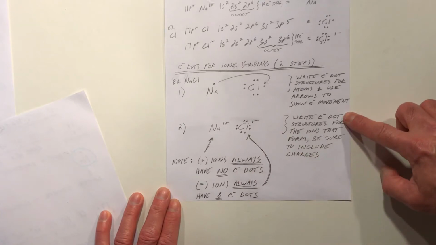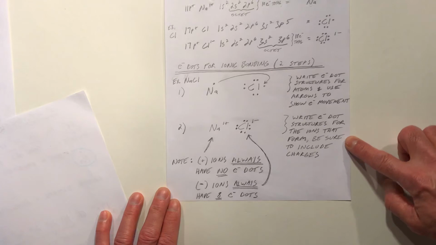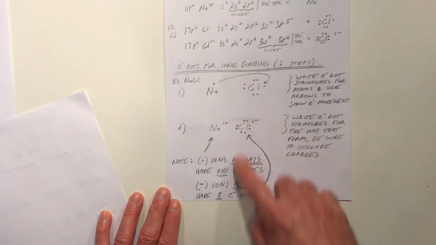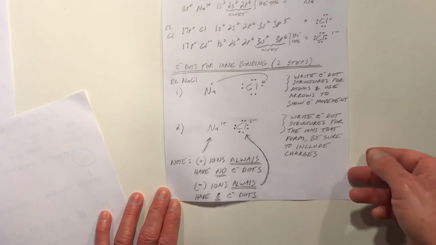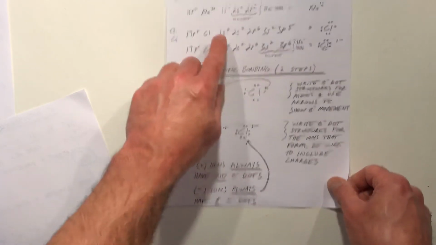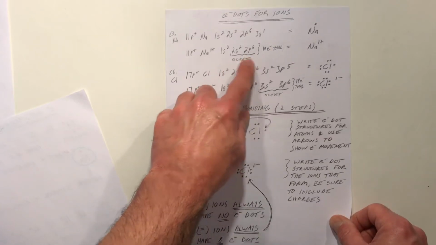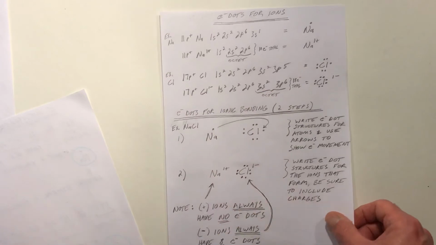So we write the electron dot structures for the ions that result when we move those dots. And be sure to include the charges when you write those ions because, of course, ions are charged atoms. Now remember that we have octets on both of these species. The Na 1 plus has an octet and the Cl 1 minus has an octet. So ionic bonding is very stable because the elements involved all have octets.